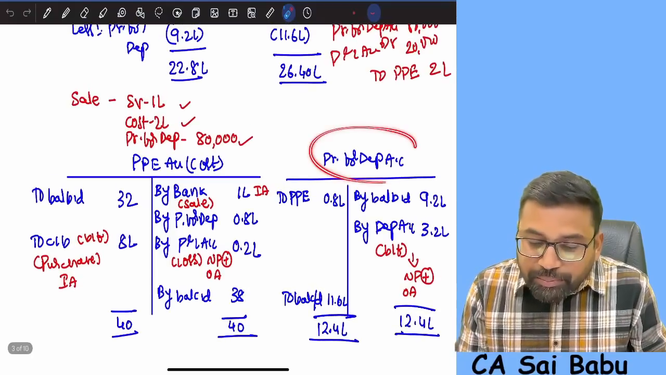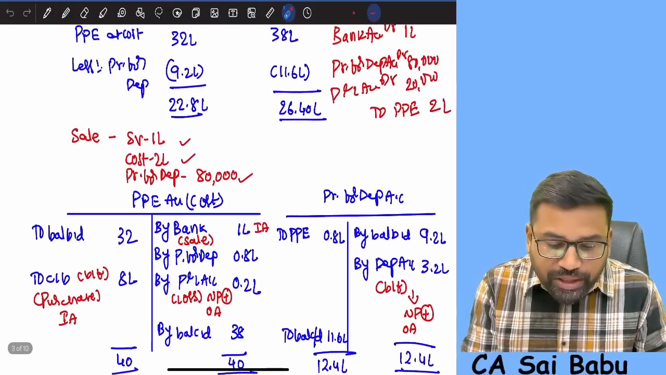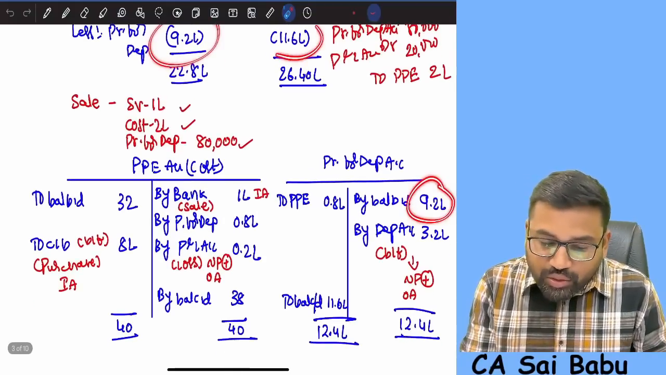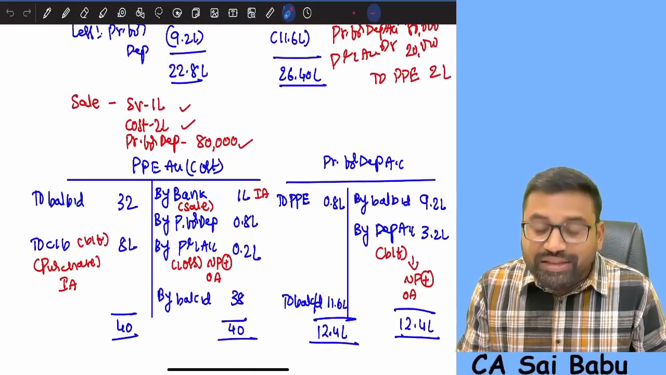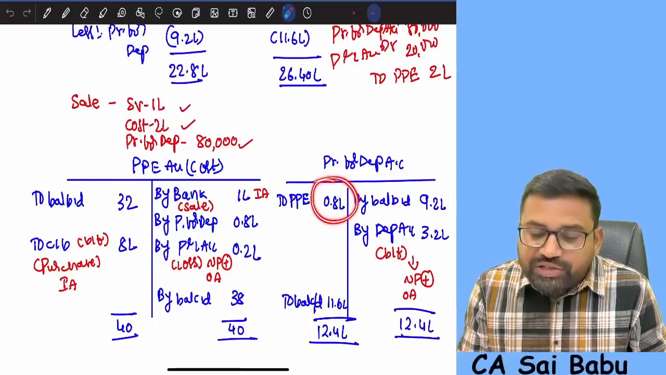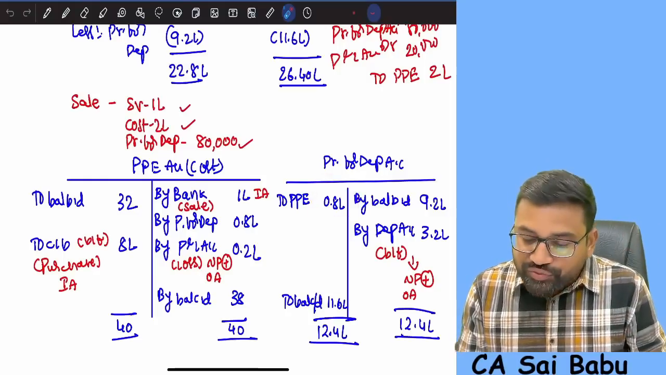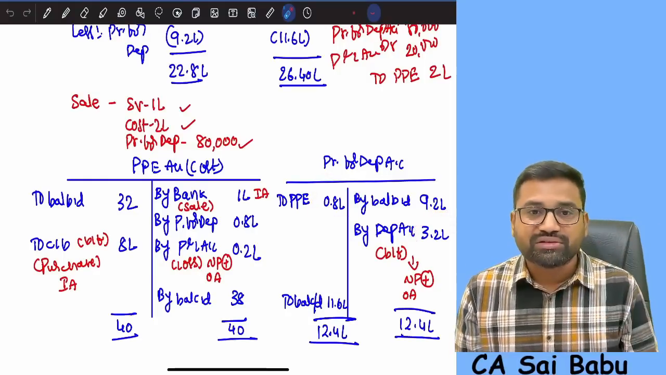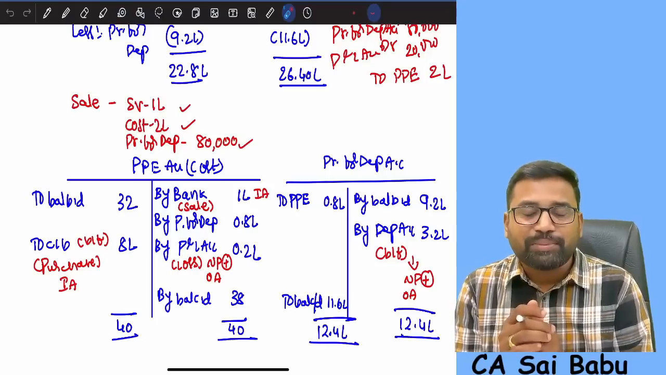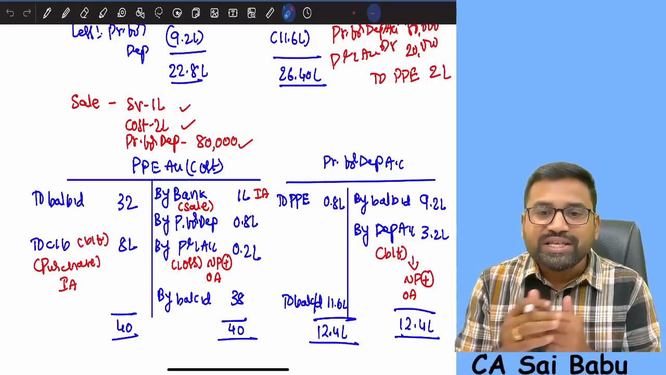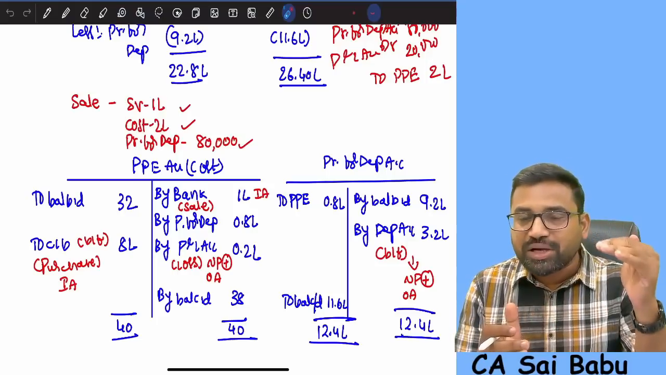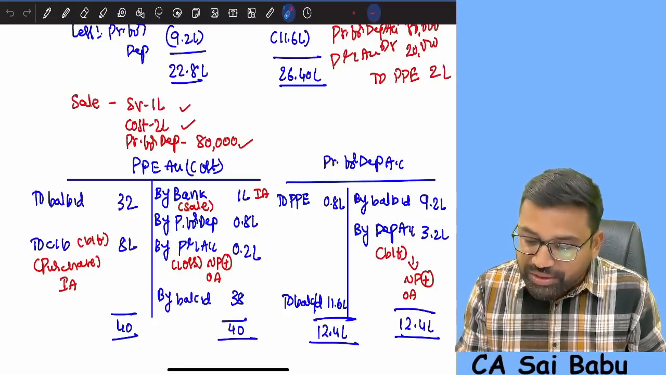And when I prepare provision for depreciation, sir, my opening provision 9.2 I considered, my closing 11.6. And the asset which I sold, in respect of which the provision was cancelled, 0.8. So therefore the difference is current year depreciation. When I am maintaining provision for depreciation separately, what is the entry for current year depreciation, sir? Nothing but depreciation to provision for depreciation, 3.2.